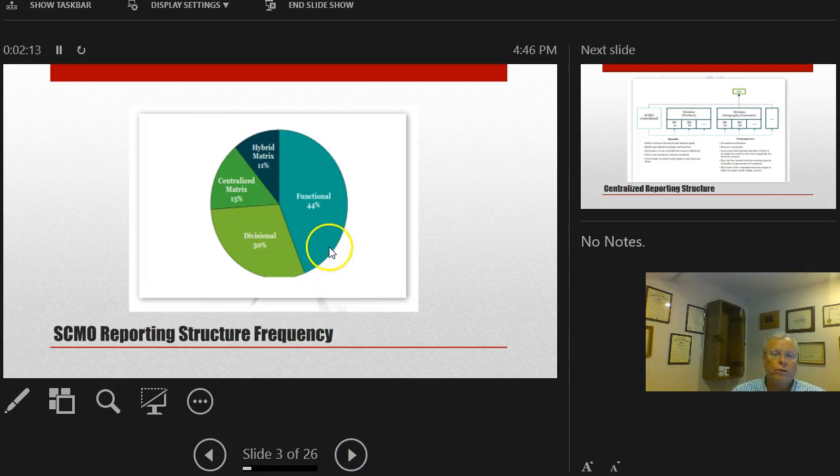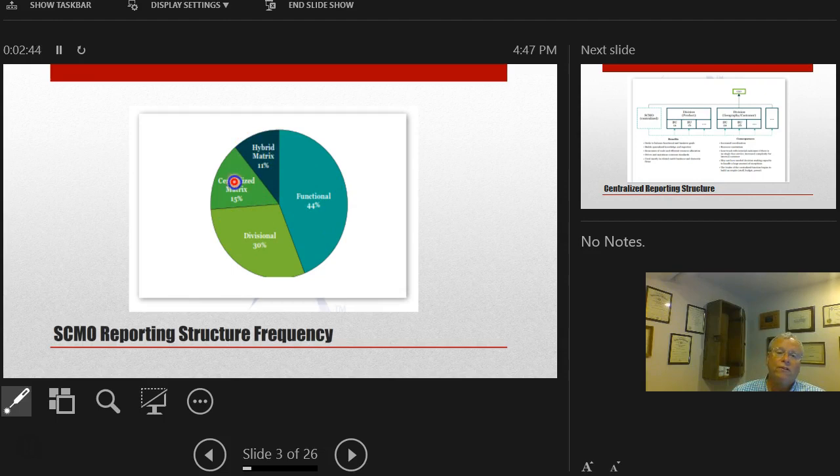So the reporting structure generally looks like this. These are generally the four basic types of structures. One is functional, one is a hybrid matrix, one is a centralized matrix, and one is divisional. Now, I think you'll see we'll go through these reasonably quickly, because these two are fairly straightforward. If it's divisional, that's what it is. It reports into its own organization. If it's functional, then it's like transportation, so that would be centralized in that sense.